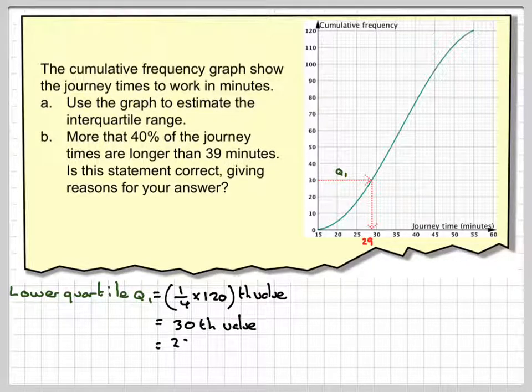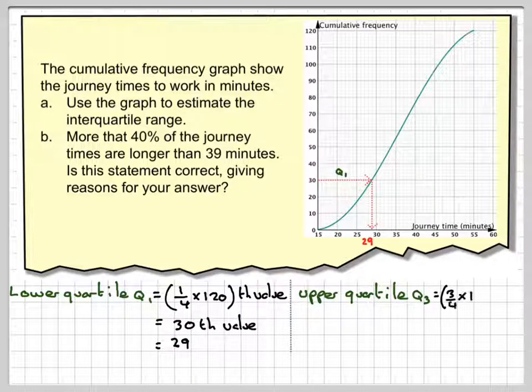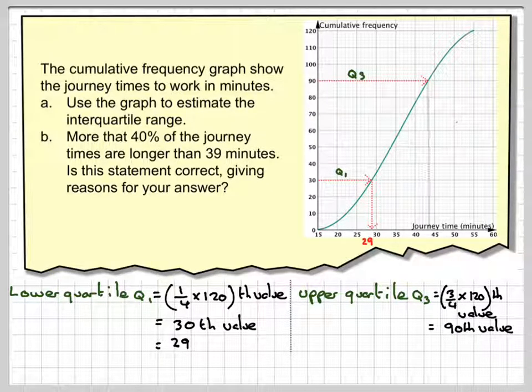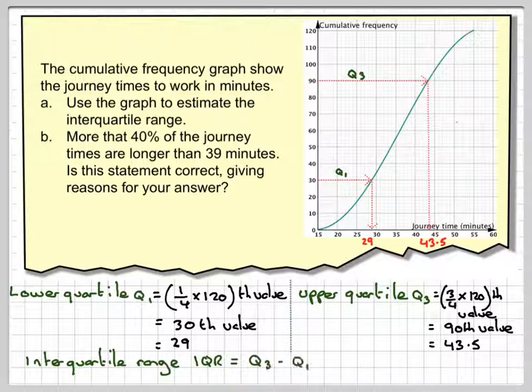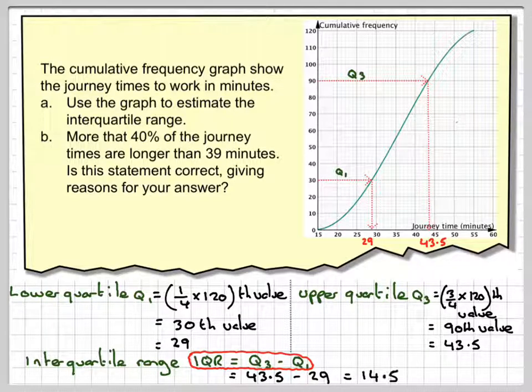We need to find the upper quartile as well. The upper quartile is going to be 3/4 times 120, which is going to be the 90th value. So at the 90th value, do exactly the same thing, read off 43.5. You might be allowed a degree of accuracy on that. Then the interquartile range is Q3 minus Q1, so that's going to be 43.5 minus 29, which is 14.5 minutes.